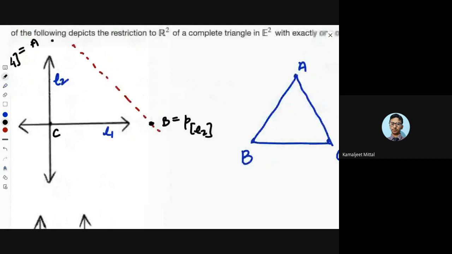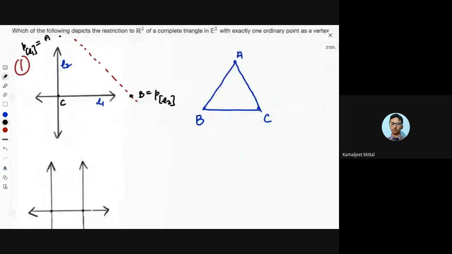And it is also the answer to our question, which says with exactly one ordinary point as a vertex. Ordinary means the point needs to lie in R2, correct? So only point C is lying in R2. The other points A and B are on the line at infinity. That's why it's a triangle with exactly one ordinary point as a vertex.